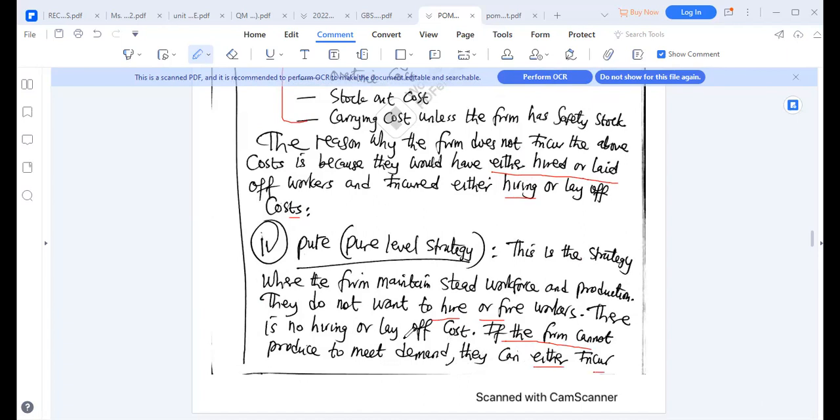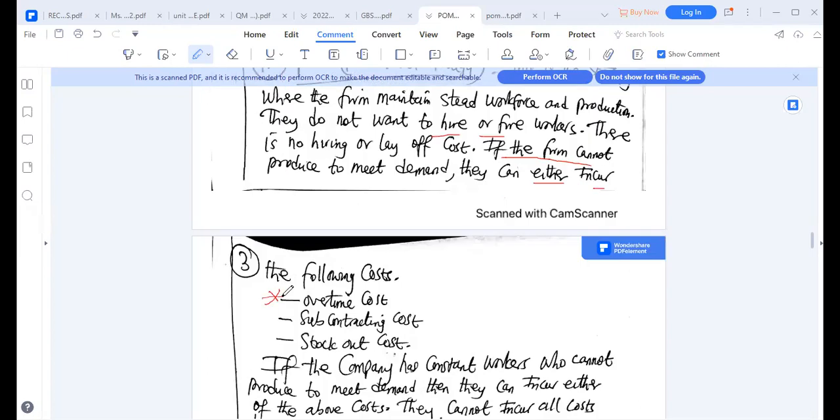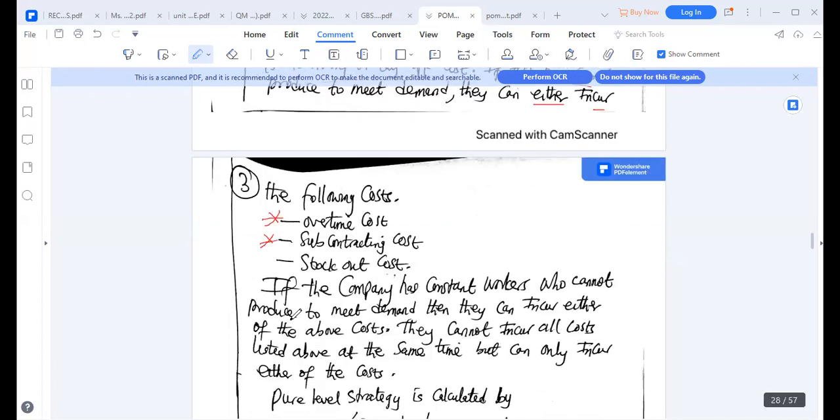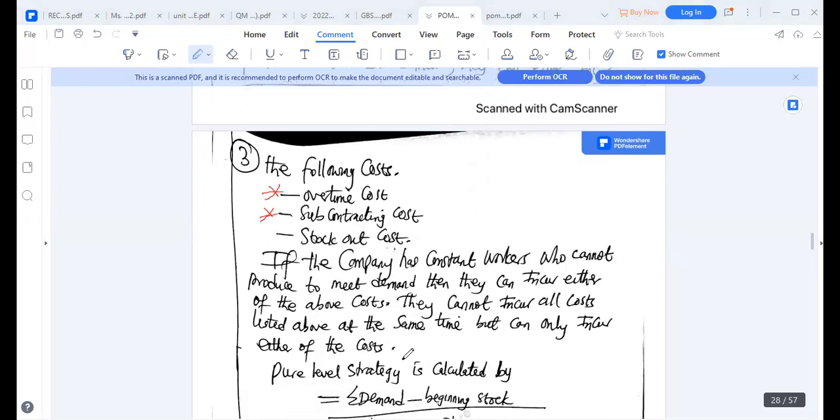So you can incur overtime cost because you tell workers not to knock off so that they can be paid overtime because they need to meet the target, because there are only 10 that you have employed, for example. So they don't have to go home. You tell them you will knock off at 20 hours, 21 hours. You will knock off late to pay you for overtime. Subcontracting or stock out. So if the company has constant workers who cannot produce to meet the demand, then they can incur either of the above costs. Okay, so they cannot incur all of them.